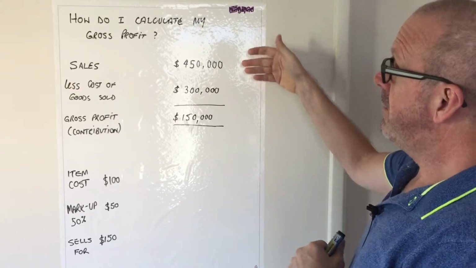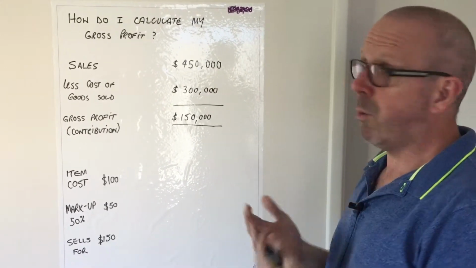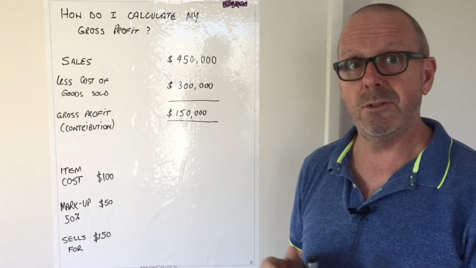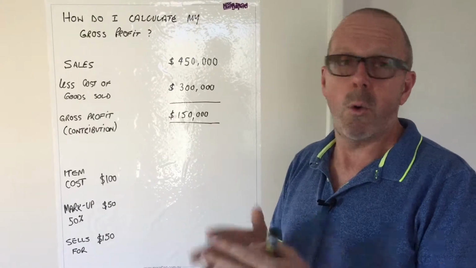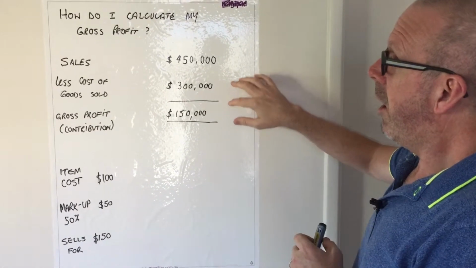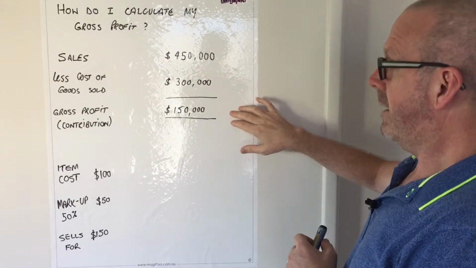So essentially, if a business had sales in a quarter or a year of $450,000 and it cost them $300,000 to buy or acquire or manufacture those items, their gross profit in that period would be $150,000.